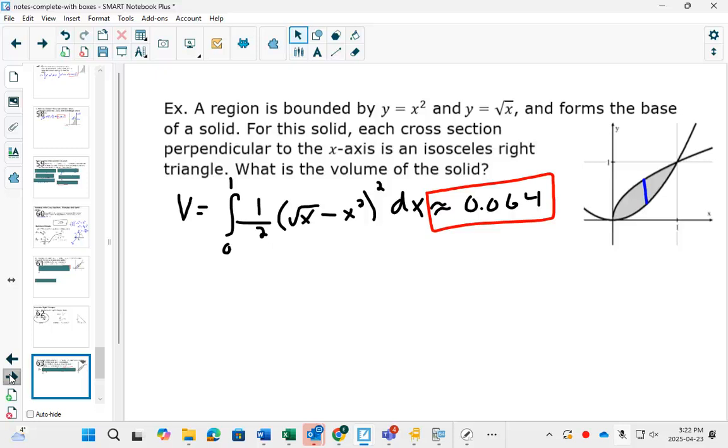Again, I would say cross-section areas are not too bad. You just have to know how to find the area of one of those shapes, and then you're just integrating along the way, which just adds up all of those shapes as you go along.